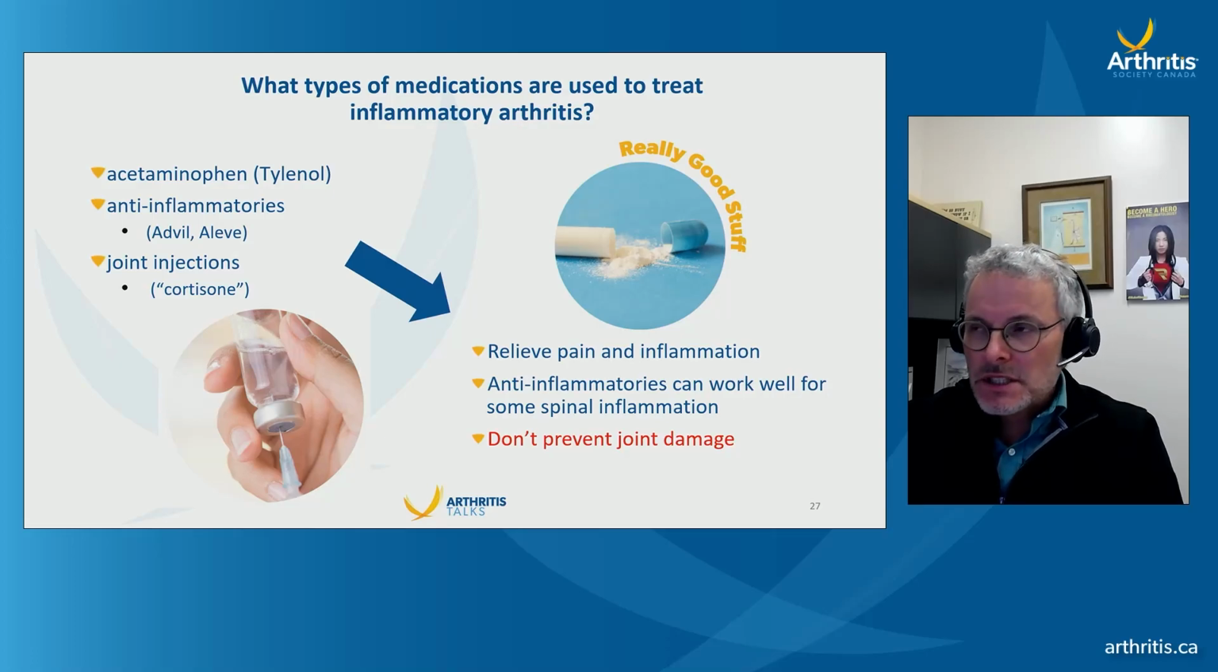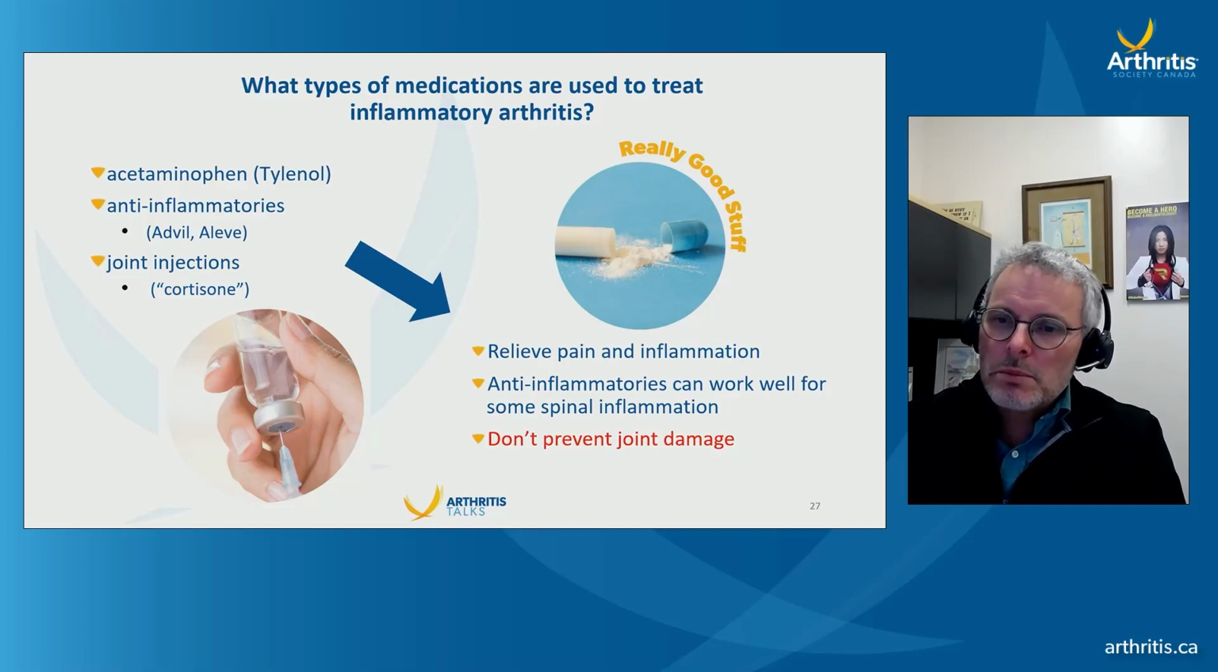If you have ankylosing spondylitis or spinal inflammation in psoriatic arthritis, these can work well for that spinal inflammation. But importantly, in inflammatory arthritis, these drugs don't prevent joint damage. So even if you feel better with them, they're not going to prevent you from getting some of the long-term damage that can occur from these diseases.